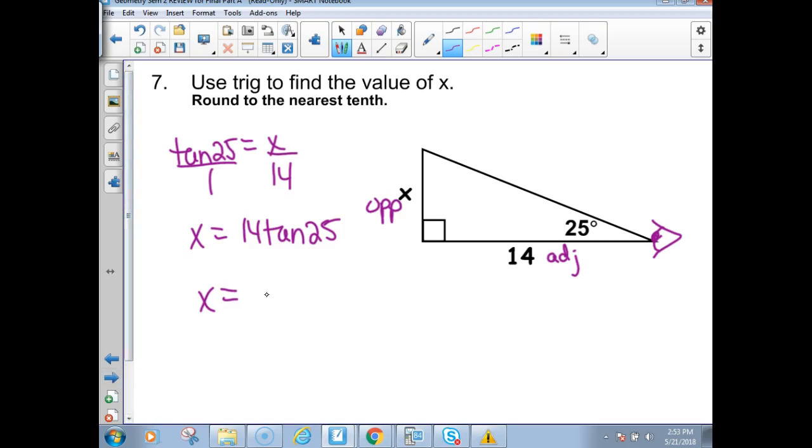Okay, what did you guys get? How much? 6.5 units. Okay.